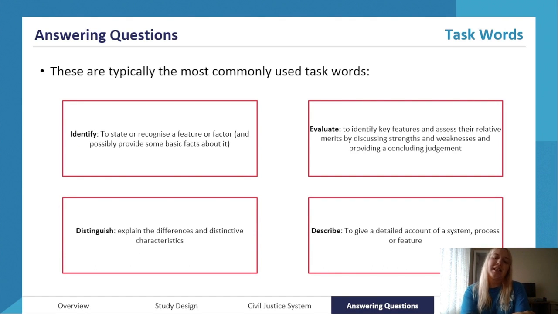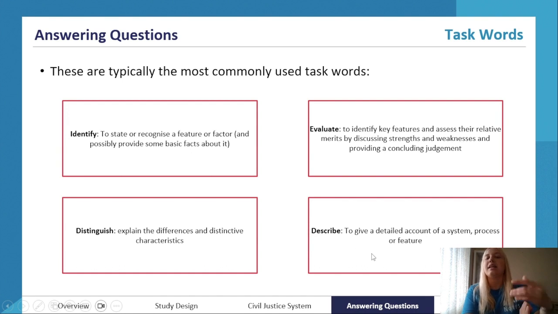And I've included definitions for the most common task words and exactly what they're asking you to do. Pay attention: identify is a 1 mark question. It should take you 5 seconds. These just need you to state the thing and not discuss it. You just need to state the thing that the question is asking for. No detail, no definition.